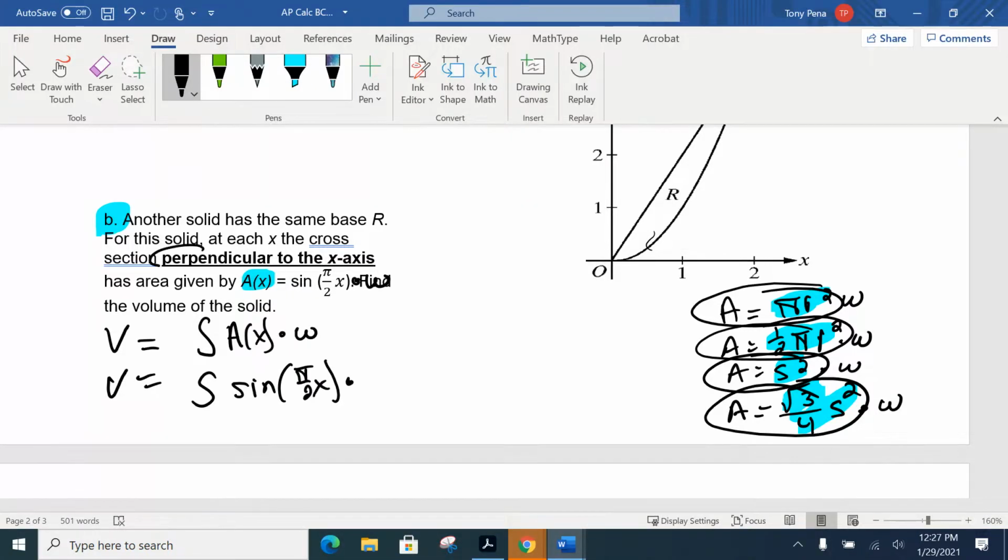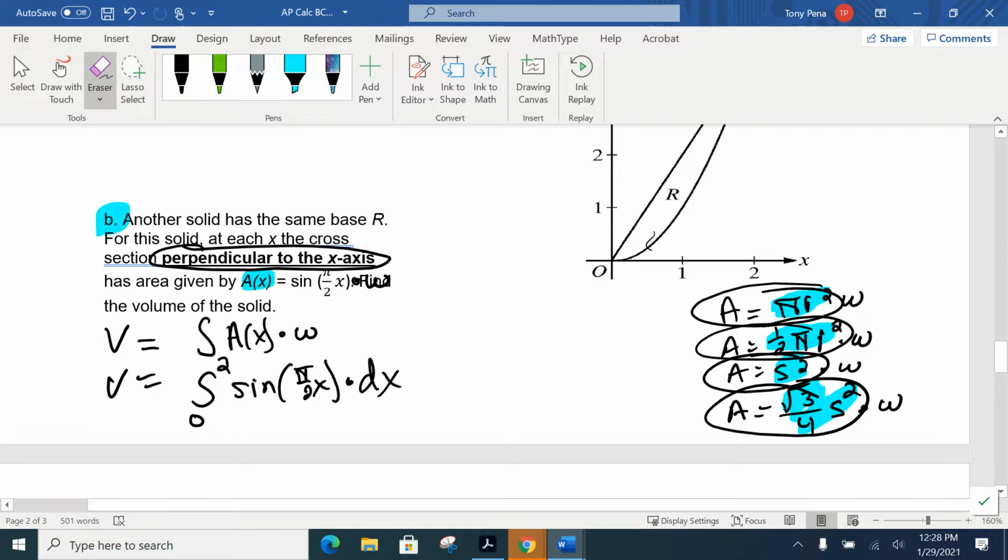Since you were putting these in perpendicular to the x-axis, we're now back to being vertical. So our width would be the changes in x. Since we're going in terms of x, that area starts at 0 in terms of x. It finishes at 2 in terms of x.